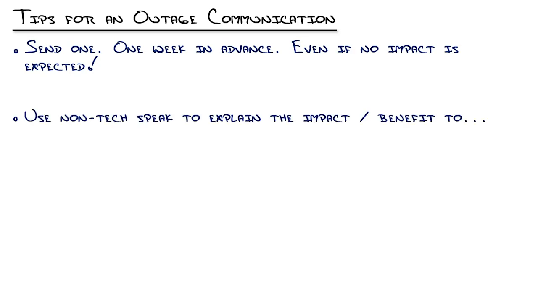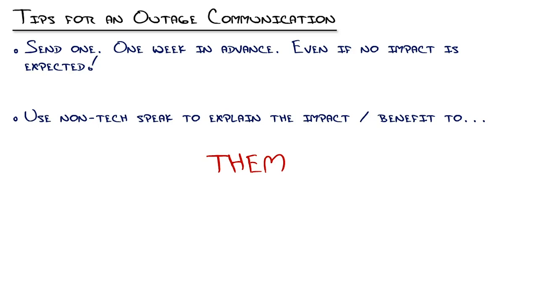Second tip for communication is to use non-tech speak to explain the impact and benefit of whatever you're doing to the people that you're communicating with. If you just throw a bunch of techno jargon out there like, hey, we're going to be implementing a new VLAN architecture that'll improve the subnets that we have to expand to a larger group of IP addresses, you and I understand that as we're talking, but the rest of the world is like, yeah, whatever.